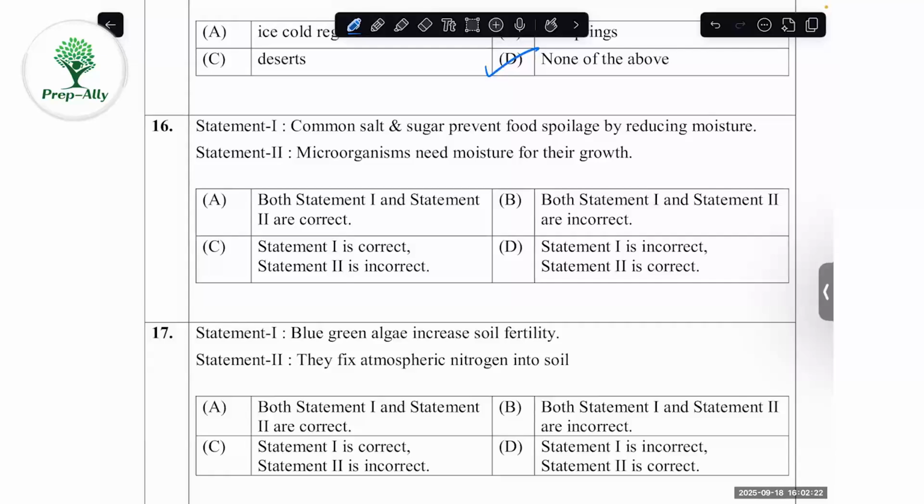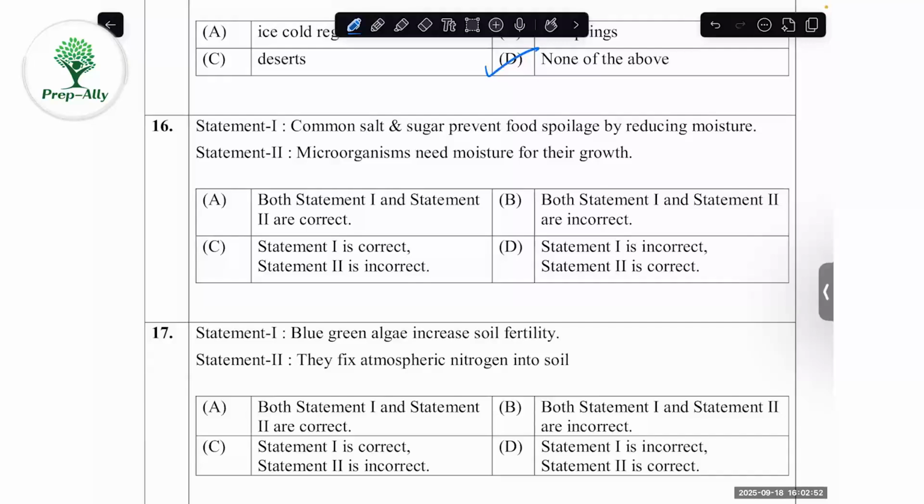Why? For pickle we use some vegetables, right? If you take lemon pickle, lemons are used. If you take garlic pickle, garlic is used. In order to avoid spoilage, salt and vinegar are used. In that case, bacteria or fungi won't come and invade, and they don't cause any spoilage. That's why they are used. Got it. So common salt and sugar prevent food spoilage by reducing moisture. Yes.